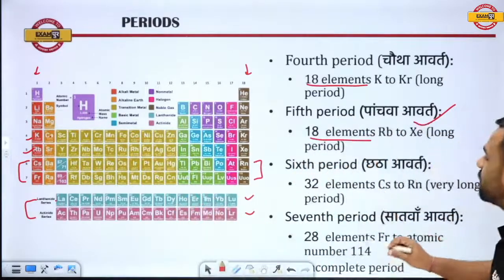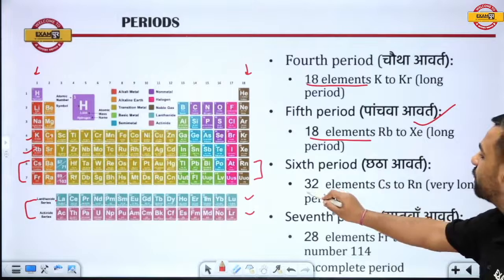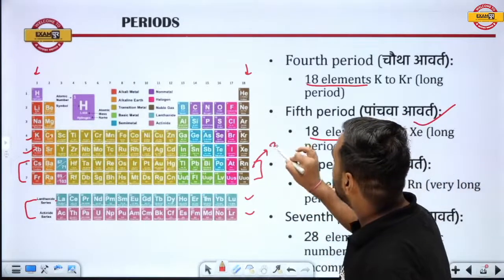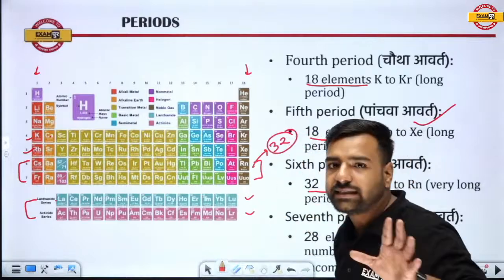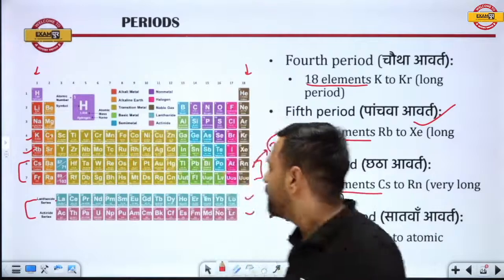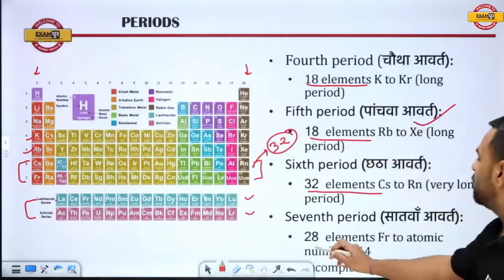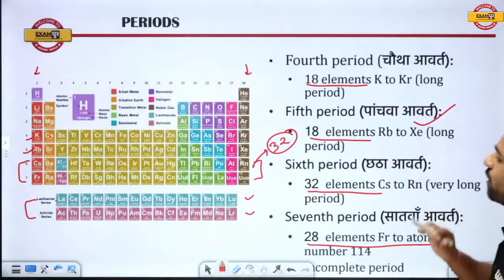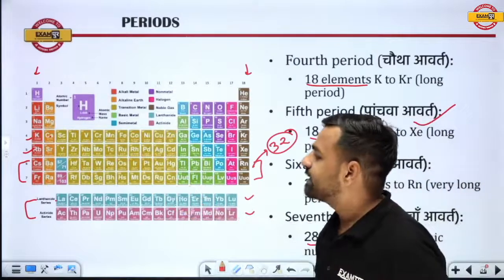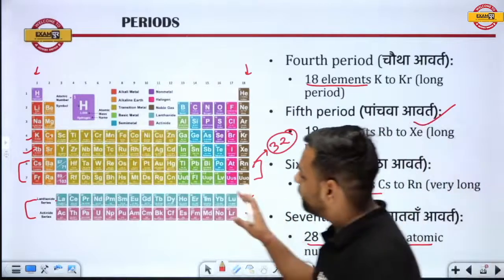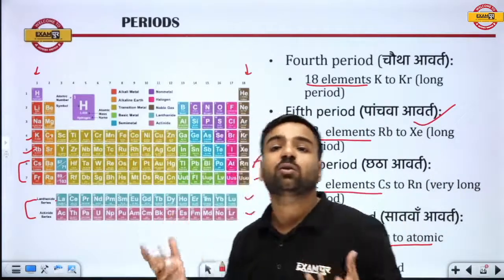The 6th period consists of 32 elements. Very important: it is asked in the examination which is the longest period, with 32 elements. The 6th period. In the 7th period, we have 28 elements. And please remember, the 32 elements are present in the 6th period. Let's move forward. Now you must be wondering, sir, can we remember it also? Yes, you can create your own trick.